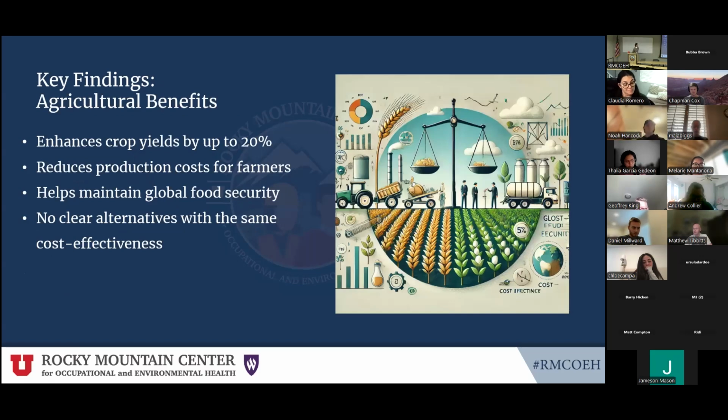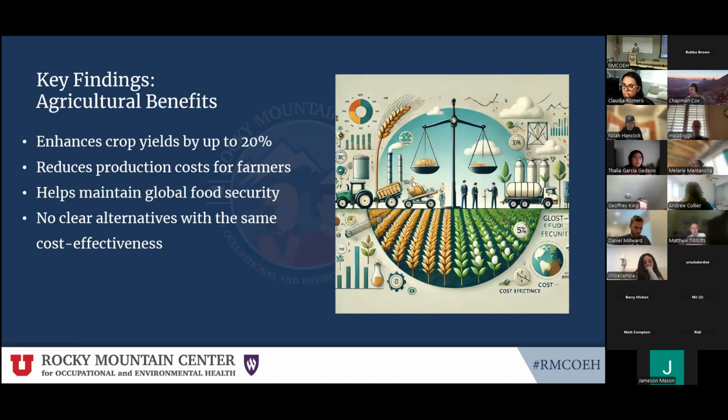Some key findings touching on agricultural benefits. Despite the concerns, glyphosate has had undeniable benefits in agriculture. The study found that in some regions, crop yields increased by up to 20% due to glyphosate. The herbicide has also played a role in reducing production costs for farmers, making food more affordable and accessible.